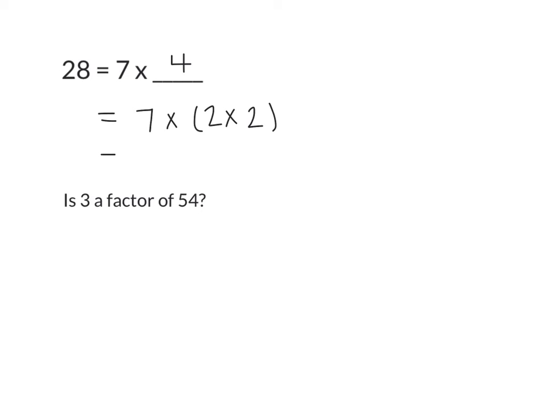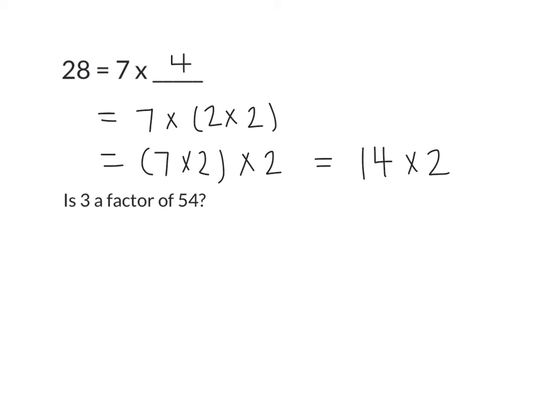What if I grouped it like this, using the associative property? 7 times 2 times 2. Is that the same? Yeah. Okay, so what is 7 times 2? 14. So does that mean that 14 is also a factor of 28? Yeah, because 14 times 2 is 28.